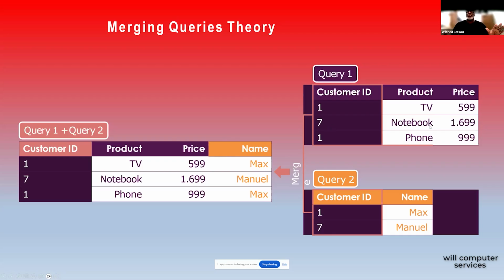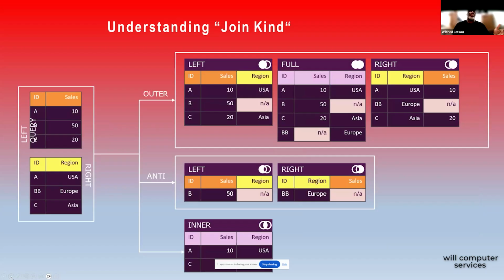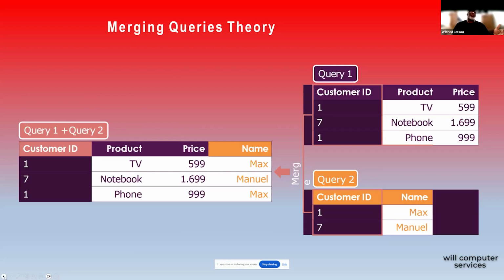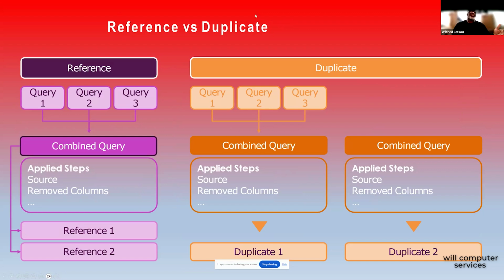Customer number 7 bought a notebook, 1,699. What is the name of customer number 7? It is Manuel. And here we can see that customer number 1 also bought a phone, 999. The name is Max, the same name, since it is customer number 1. So that's what we do with merging. Merging is simple. Now, let me go back here. Reference and duplicate are totally different from merging.